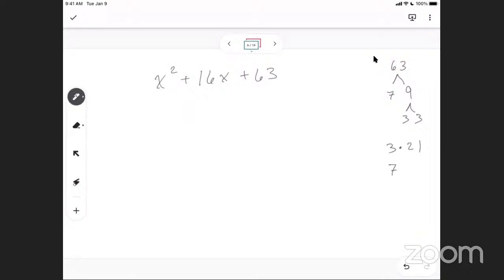You could do 20. These are the things that multiply to 63. Now add them together, and which one adds to 16? 7 times 9. That's right. So you know it's going to be like this.